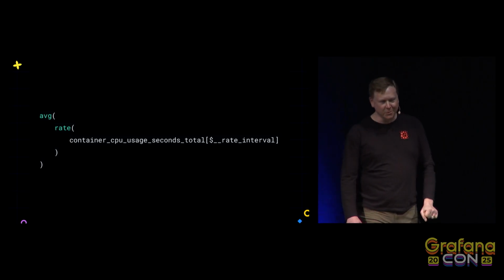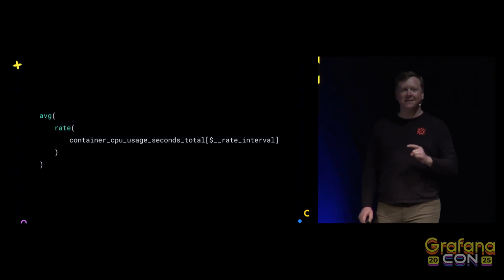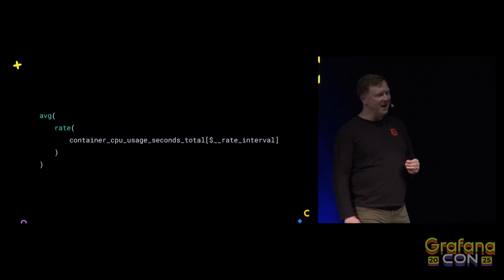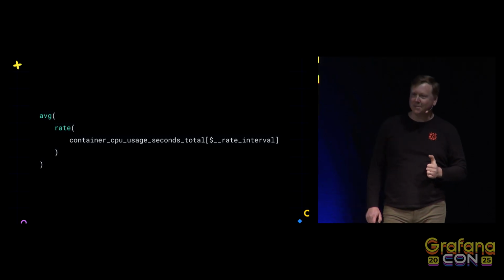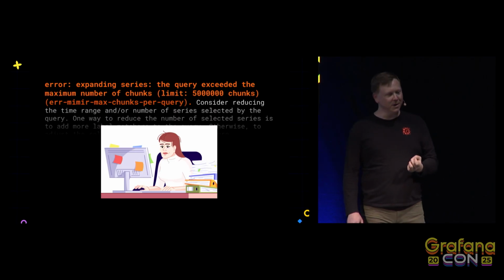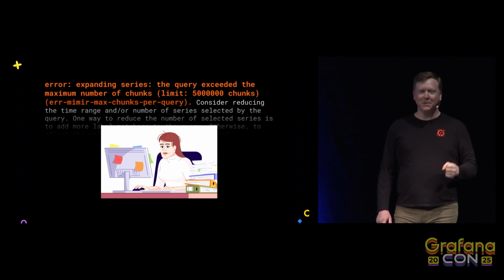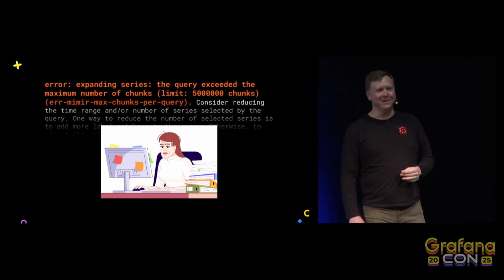So this kind of query has a simple result, but it can potentially touch tons of data. And what happens sometimes when we have like 10 million containers? Unfortunately, you can run into an error like this. Anyone seen this error before? The chunks error, the chunks limit. Okay, good.